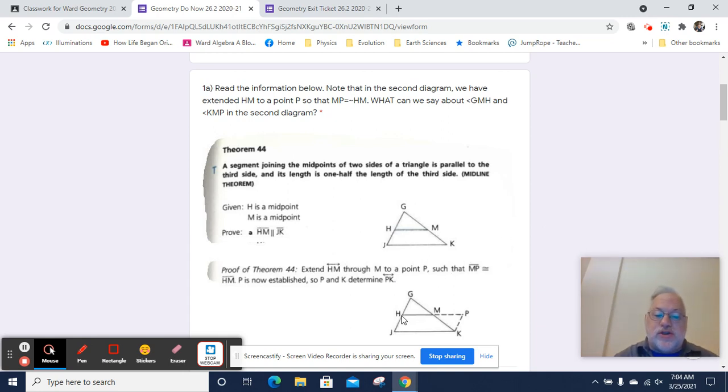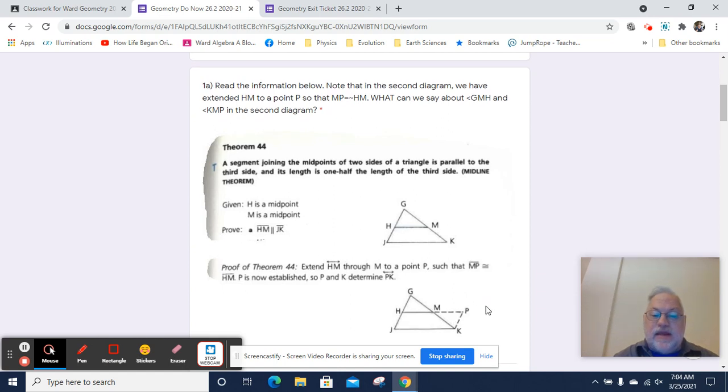And of course, with constructions, you could just copy the segment, copy the length of HM, and extend it. If you used a compass and worked a circle around here, you could easily extend to be double. So this could be done with the simple measuring tools of a straight edge and a compass. At any rate, I'm doing this in steps. In the second diagram, we have extended HM to a point P so that MP is congruent to HM. So what can we say about this?